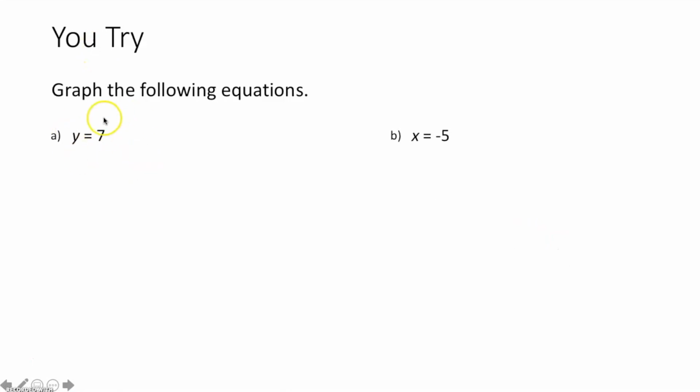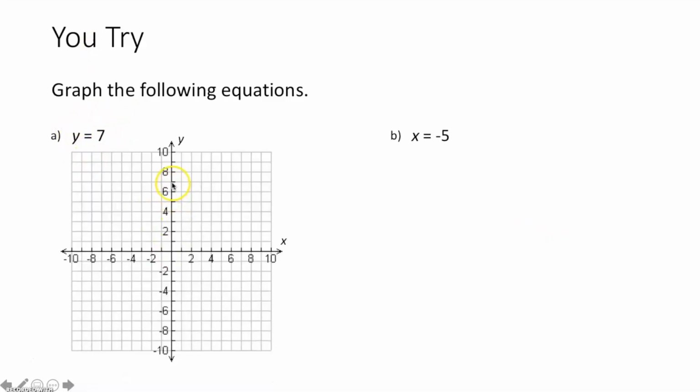Okay, so again, here, I have the equation of a horizontal line at y is equal to 7. On the y-axis, I go up to 7. I'm going to draw a horizontal line because I want all the points that have a y-coordinate of 7: (0, 7), (1, 7), (2, 7), (3, 7). All points on this line have a y-coordinate of 7.